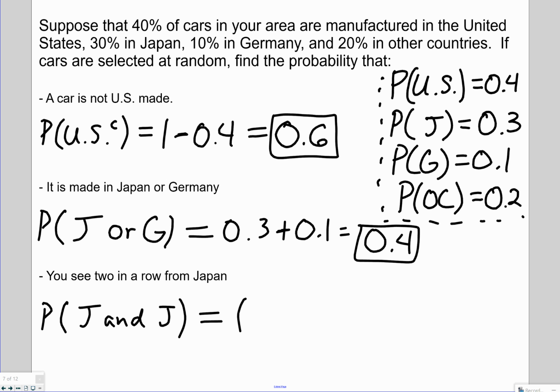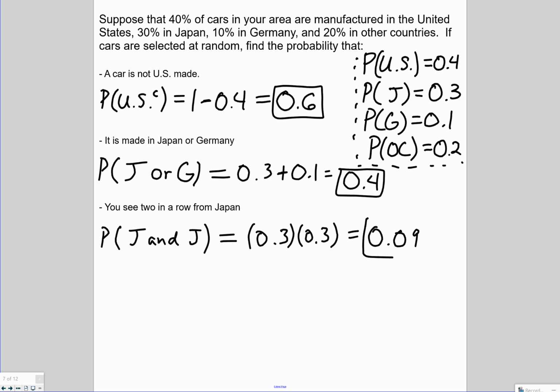So we have 0.3 times 0.3, which is 0.09. Every time I do that, everyone says 0.9. Remember, think about it. If you're taking a number and multiplying it by a number that's less than 1, it's going to decrease your number. So what's the likelihood that I see a Japanese car and then I see another Japanese car right after it? 9%, or 0.09. All right, so just under 10% chance of that happening.